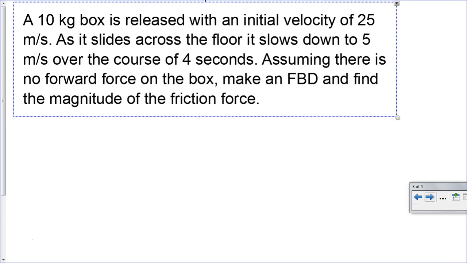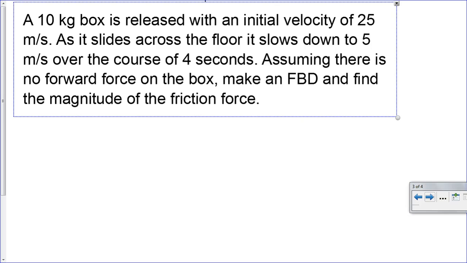So in this problem here, it says that we have a 10 kilogram box and it's released with an initial velocity of 25 meters per second. It says it slides across the floor and slows down to 5 meters per second over the course of 4 seconds. Assuming there's no forward force on the box, make an FBD and find the magnitude of the friction force.